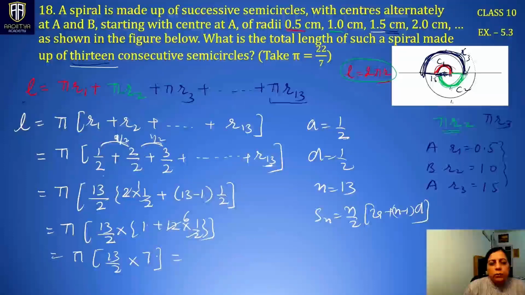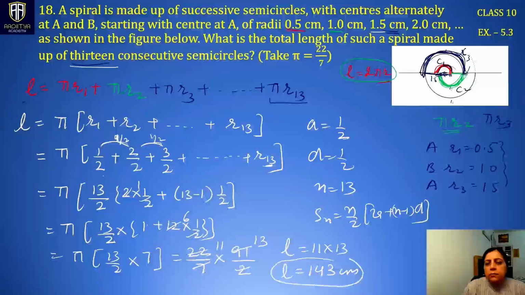So what we can do here, pi is 22 by 7, multiplied by 13 by 2 times 7, the 7s cancel, and the 2 reduces with the 22, leaving 11. So the whole length becomes 11 times 13. The length of the spiral is 143 centimeters. Since the units are in centimeters, the length of the whole spiral is 143 centimeters. Right?